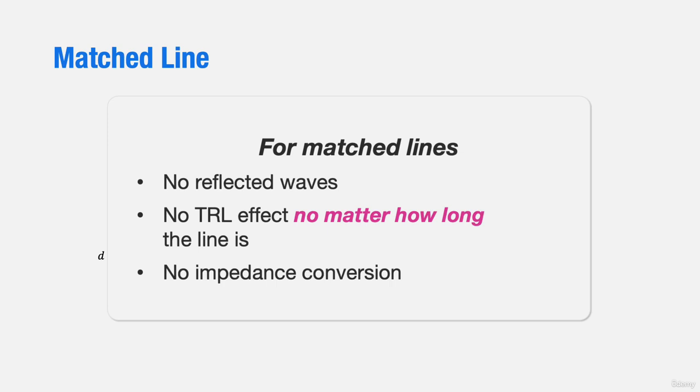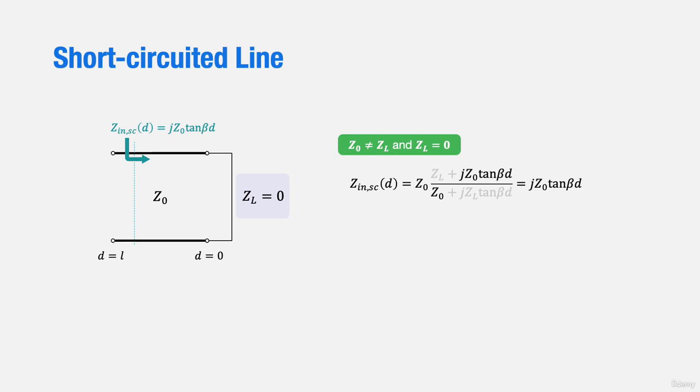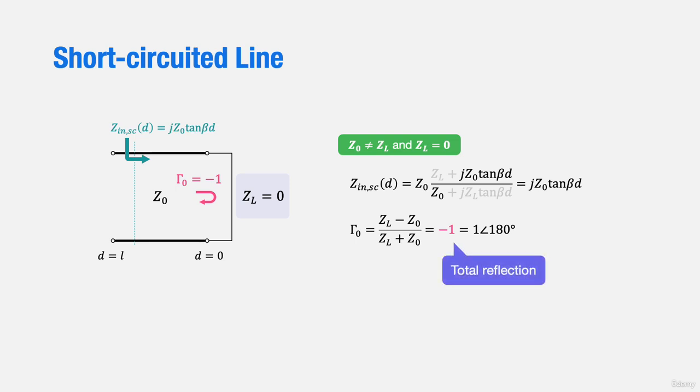length. Now let's consider the scenario when ZL equals 0, that is, when the terminal is grounded. In this case, gamma 0 equals -1, indicating that the incident wave is entirely reflected. The angle of rotation when the incident wave is reflected is 180 degrees.